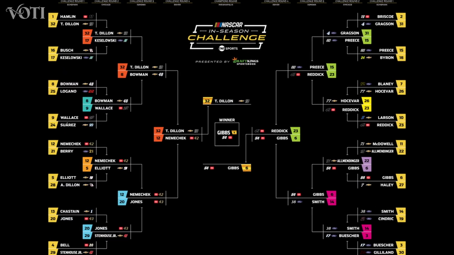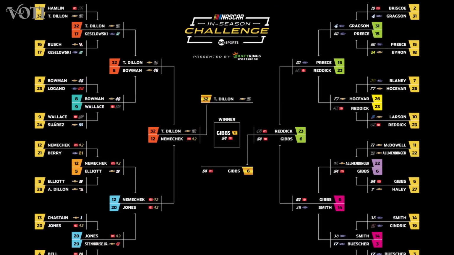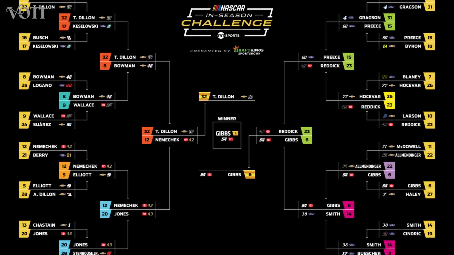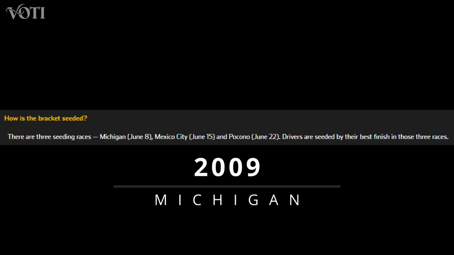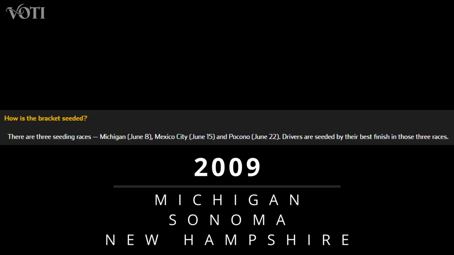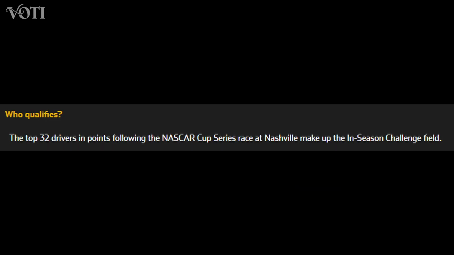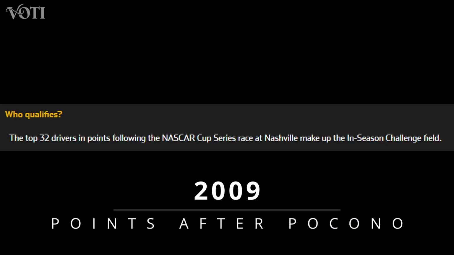Now, in order to get our bracket set up properly, let's take a look at the rules they used this year. The bracket seeding was determined by the 3 races prior to the start of the tournament, so we'll need to look at Michigan, Sonoma, and New Hampshire for 2009. Perfect. Now, who gets in the tournament? That'll be the top 32 drivers after the race prior to the seeding round, so we'll need to look at the point standings after the first Pocono race for 2009.